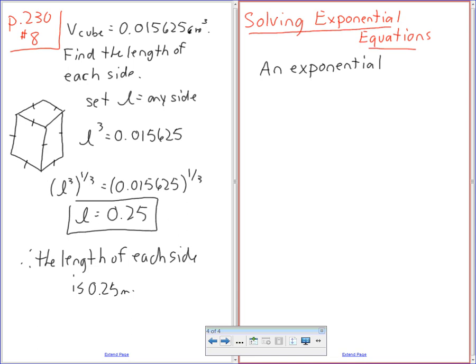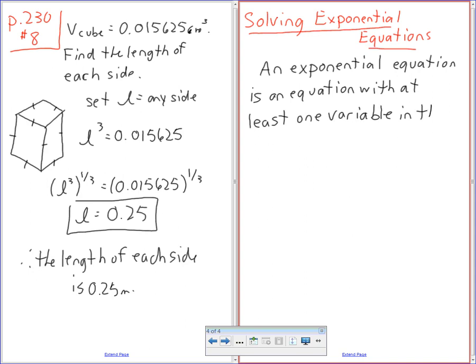An exponential equation is an equation with at least one variable in the exponent. My example is 2 to the x equals 16. All right, so this would be an exponential equation.